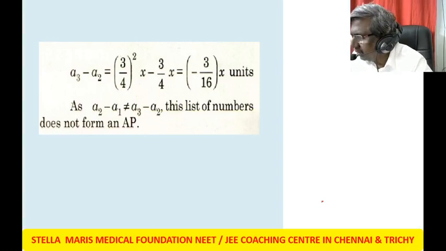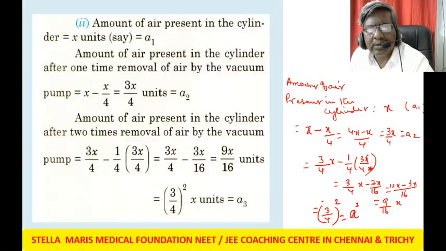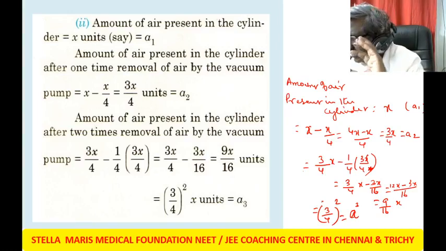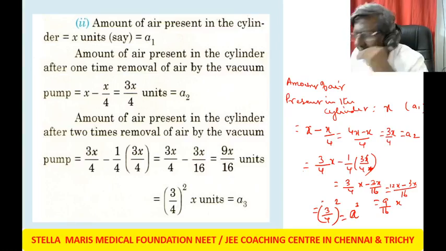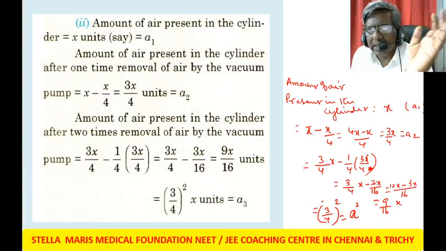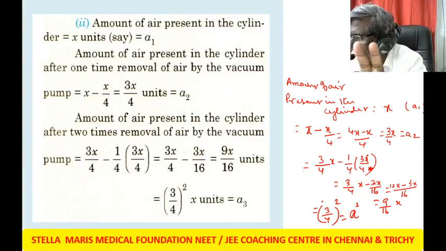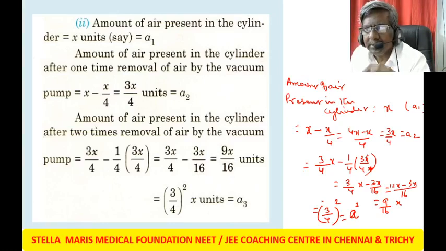Okay, Babu, again I will repeat this. I am repeating right from the beginning. First see here: the amount of air present in the cylinder is x units. I am keeping it as x units. Now, 1/4 of x will be removed.